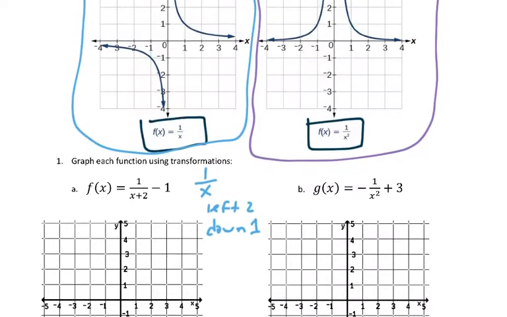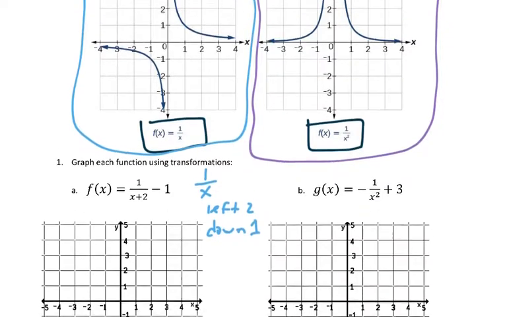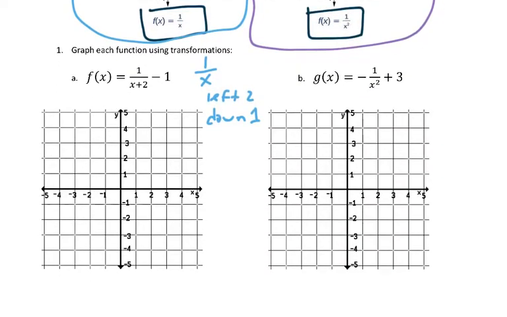So two of the points that we had very clearly on this function were 1, 1 and negative 1, negative 1. So I'm going to take 1, 1 and I'm going to shift left 2 and down 1. And that plots right there where I'm putting a blue dot. Negative 1, negative 1, shift left 2 and down 1.